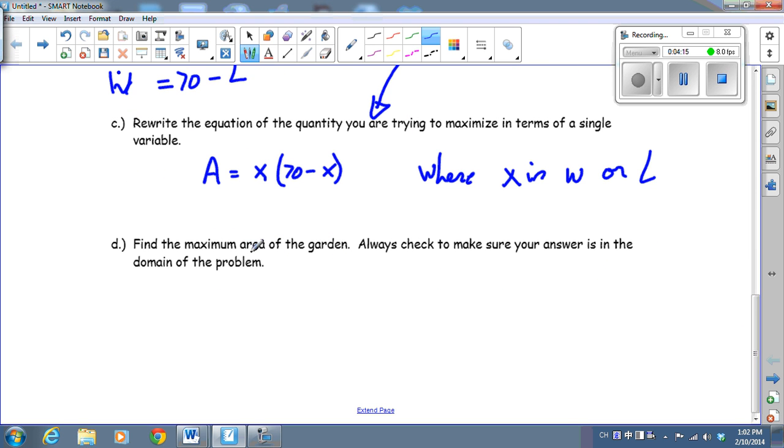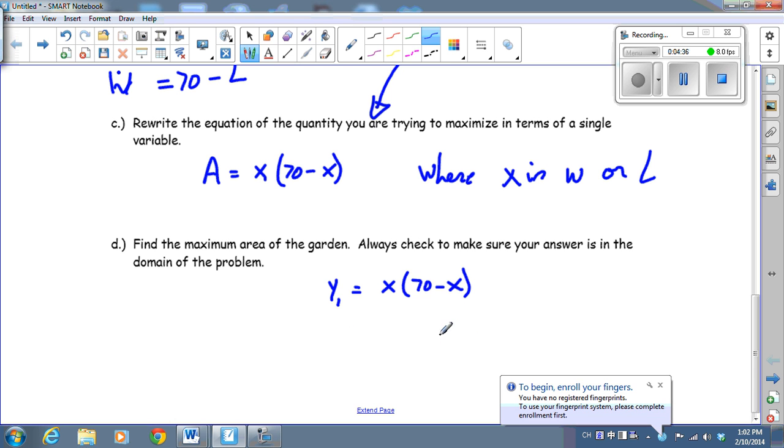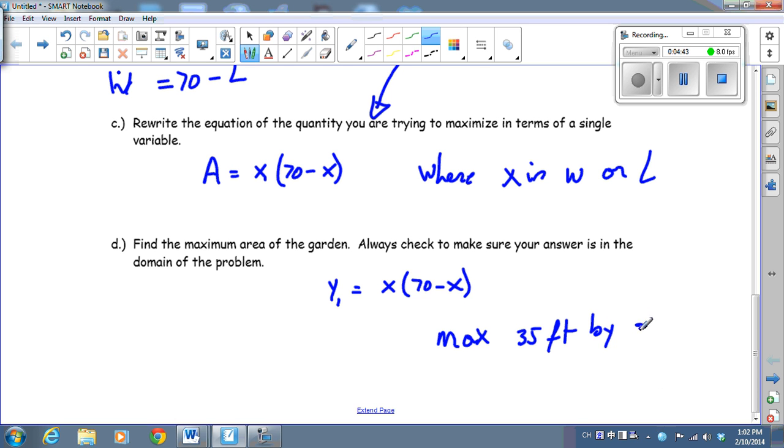So width or length, it doesn't matter. Now here it says find the maximum area of the garden. Always check to make sure your answer is in the domain of the problem. So to find this area, on the y1 I will have X times 70 minus X, and I will go ahead and solve for max. Once you use your calculator, you will get the max is 35 feet by 35 feet. So in fact, that rectangle was actually a square.